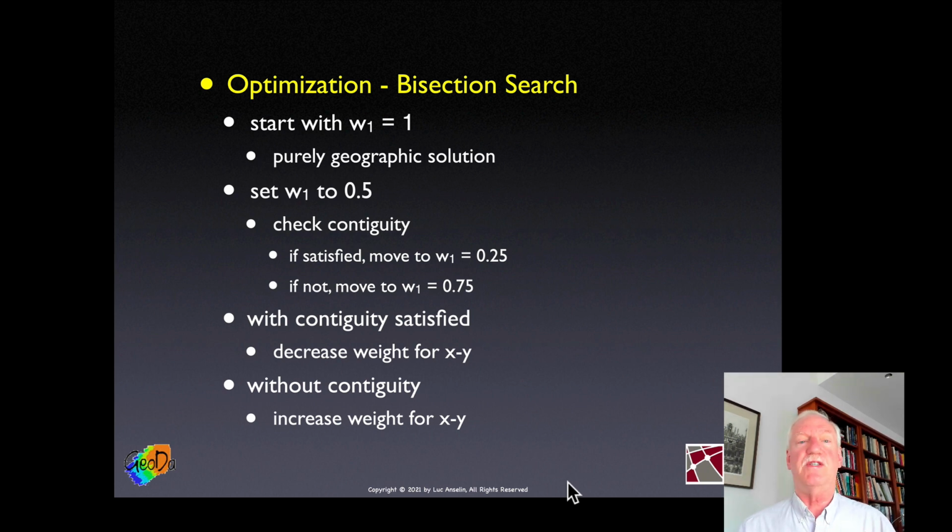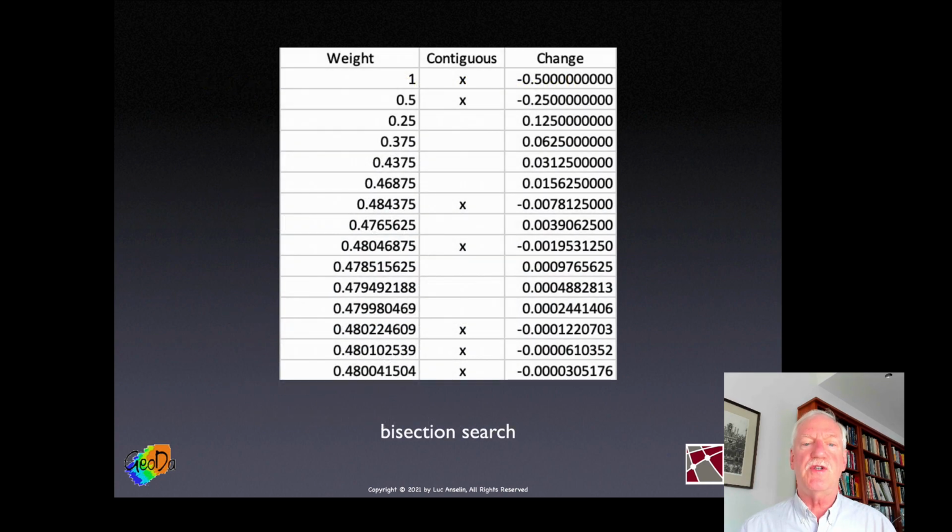Now, the bad news is that this doesn't always work. There are, in fact, situations where you cannot find a solution for the given k that satisfies contiguity. Then you end up with a weight of 1, and in essence, you ignore the attributes, which is not what you want. To illustrate this, again using the Gary example, we start with the weight of 1.